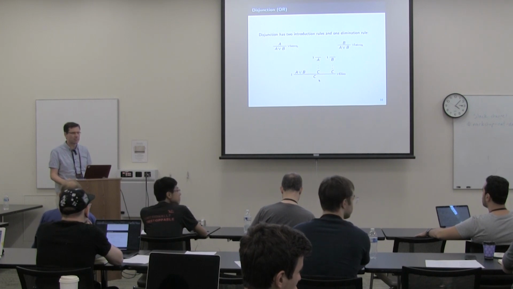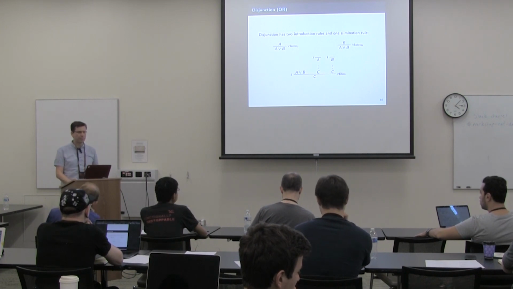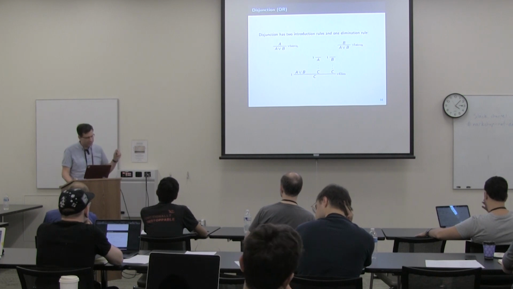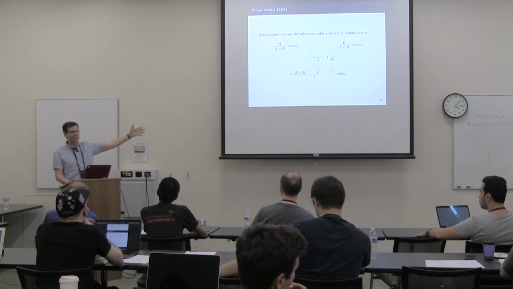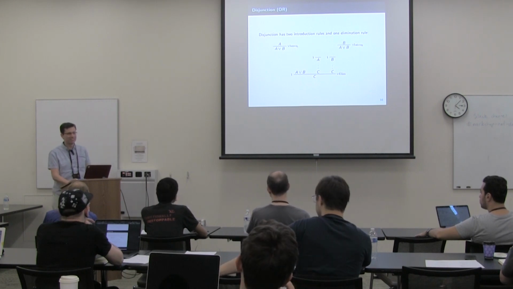Do you have to be able to conclude C from both A and B? Yes. If you can conclude C from A, and you can conclude C from B, and you know A or B, then you can just straight out conclude C and forget about A or B.